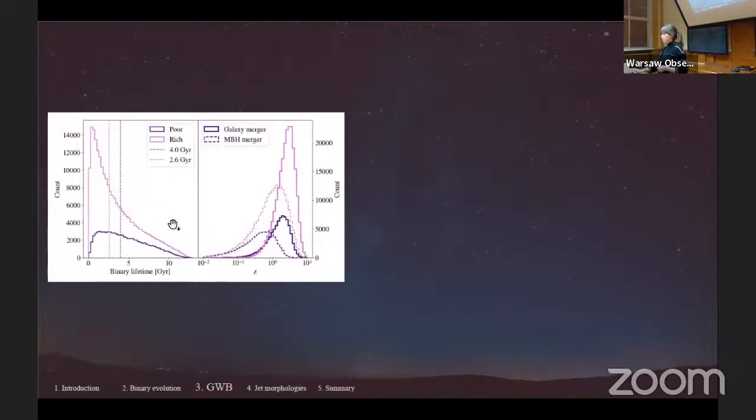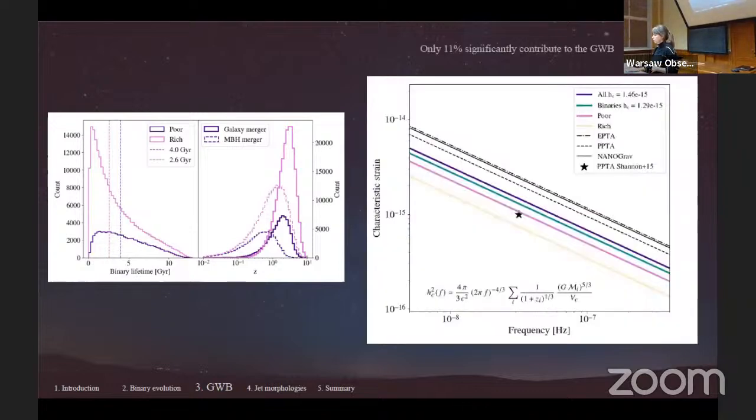The binary lifetimes, from the merger of galaxies until the merger of black holes, are of the order of a few gigayears, and we can see that gas evolution is more efficient in bringing the binary close together. The binaries evolve faster with gas content in the galaxy. And what we can now do, since we know how many binaries reach gravitational wave emission, is calculate how much gravitational waves they will emit, what the amplitude of the gravitational waves will be, and compare this to the observations we get from pulsar timing arrays. Here on this plot, you can see with the black lines the amplitude of the gravitational wave background, the signal actually detected by the pulsar timing arrays.